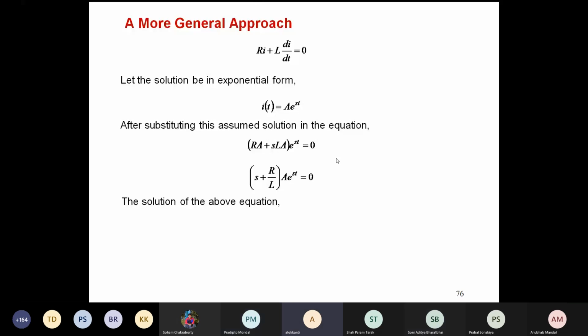A equal to 0 always gives a trivial solution. If you put in the solution S equal to minus infinity, it will make I(t) 0.